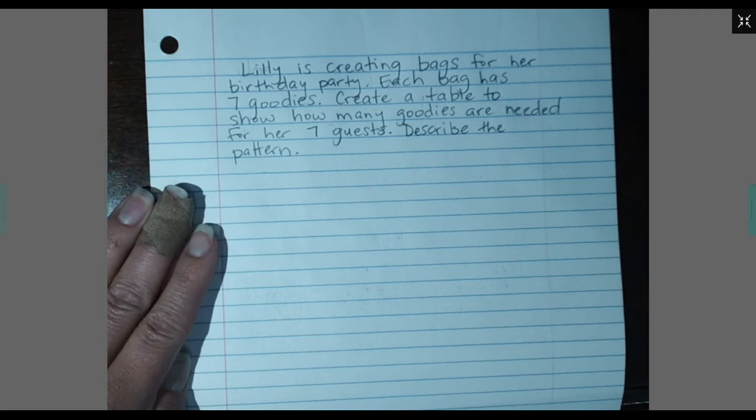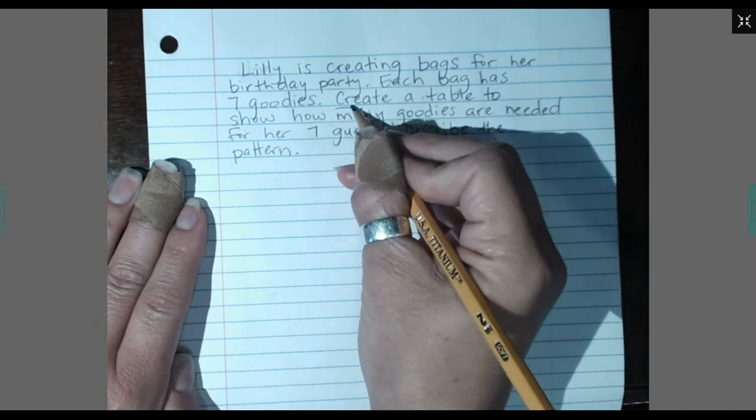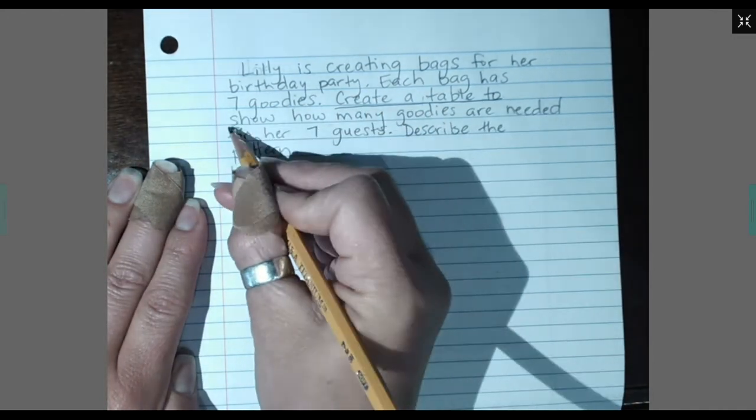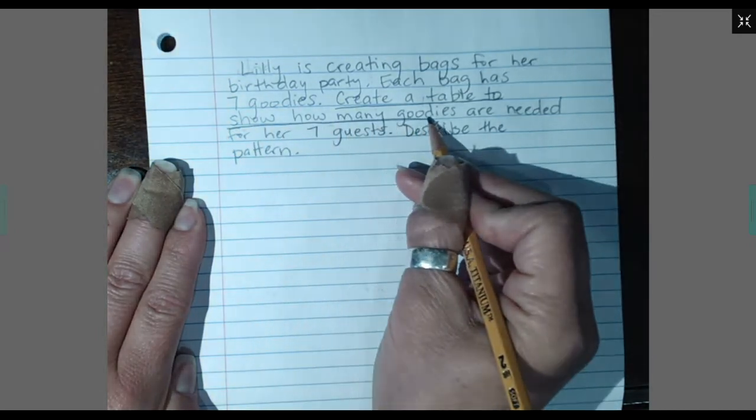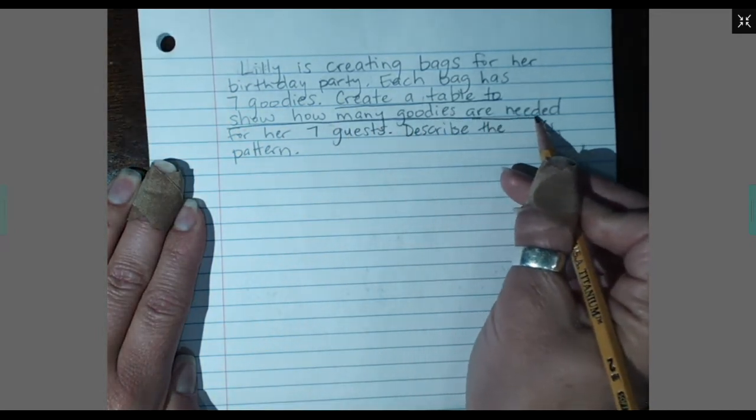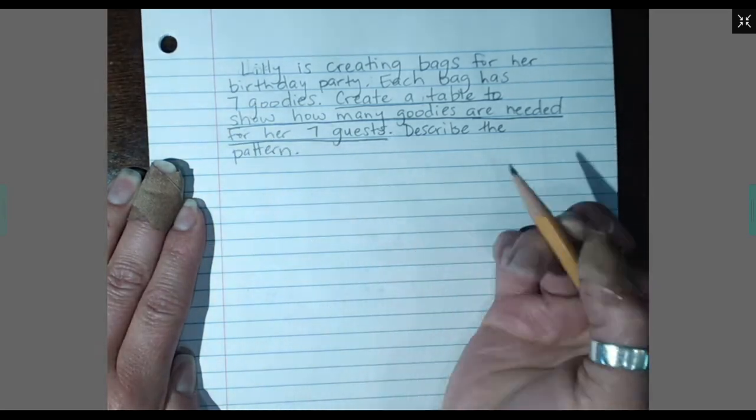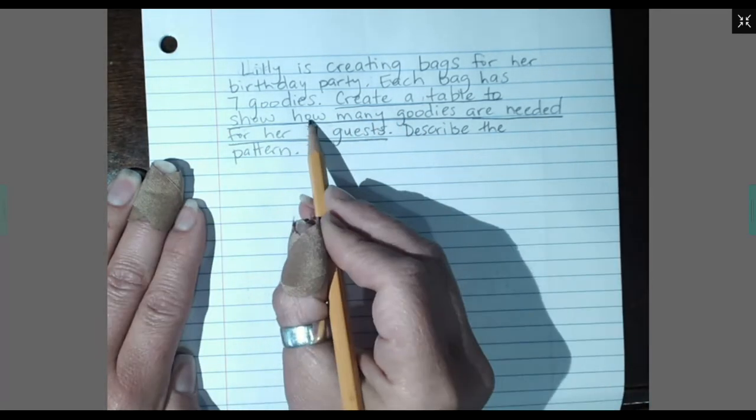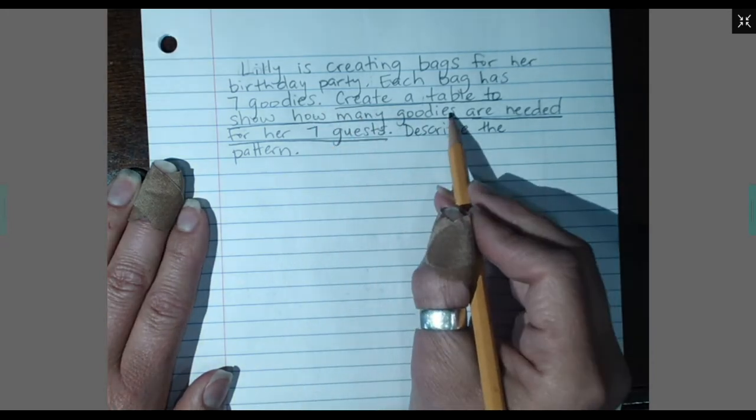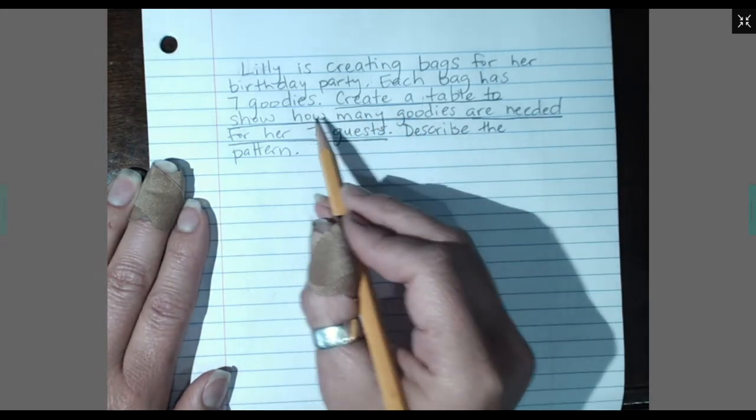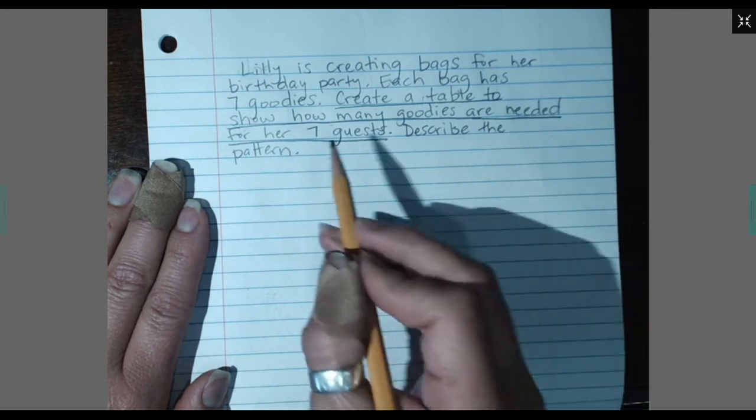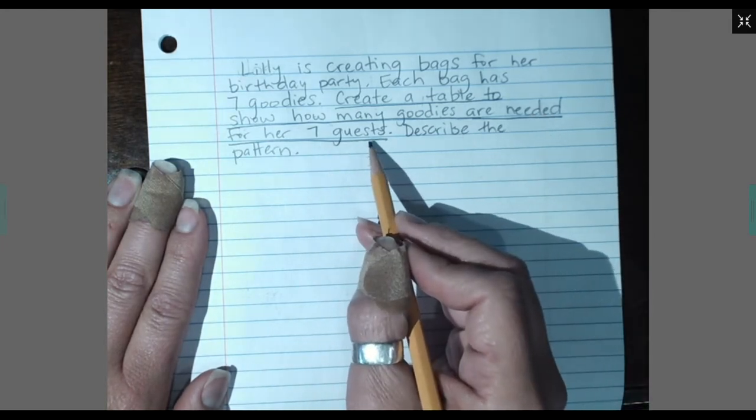All right, so I read the problem. I need to underline the question. I don't exactly see a question in there. I don't see a question mark, but I do see it says to create a table to show how many goodies are needed for her 7 guests. So actually there is a question embedded in there, how many goodies? So I'm trying to solve how many goodies she's going to need for her 7 guests. So I've underlined my question.